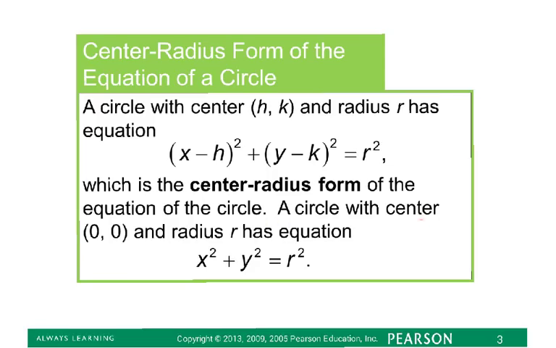A circle with center (0, 0) and radius r has the equation x squared plus y squared equals r squared.